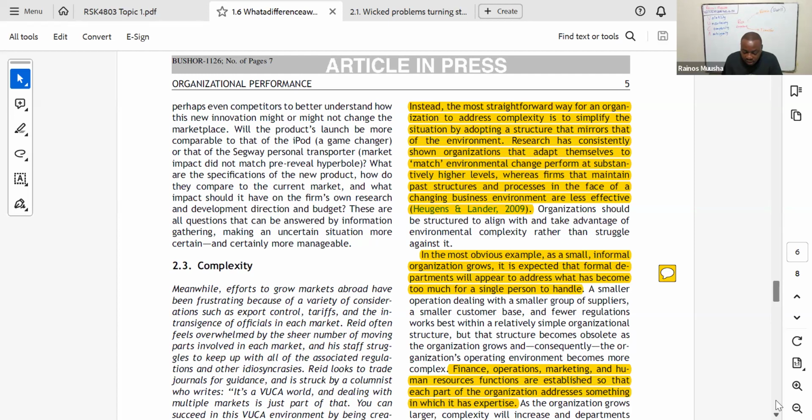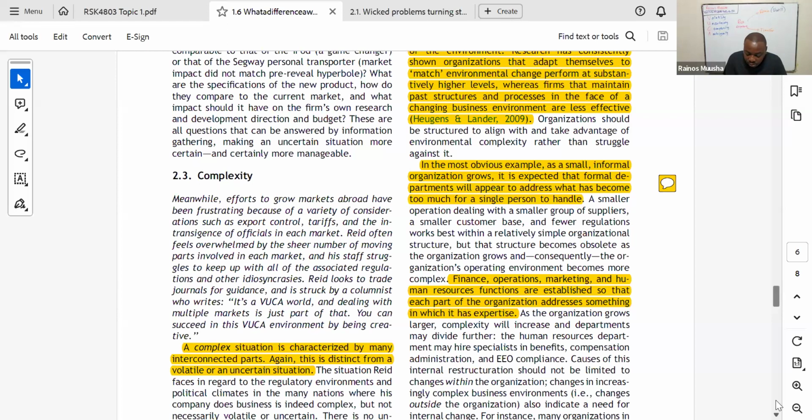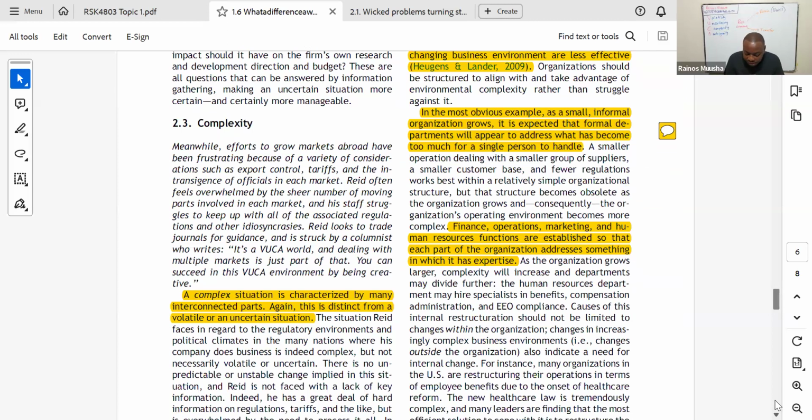So research has consistently shown organizations that adapt themselves to match environmental change perform at substantively higher levels, whereas firms that maintain past structures and processes in the face of a changing business environment are less effective. So in the most obvious example, as a small informal organization grows, it is expected that formal departments will appear to address what has become too much for a single person to handle. Then finance, operations, marketing, and human resources functions are established so that each part of the organization addresses something in which it has expertise.